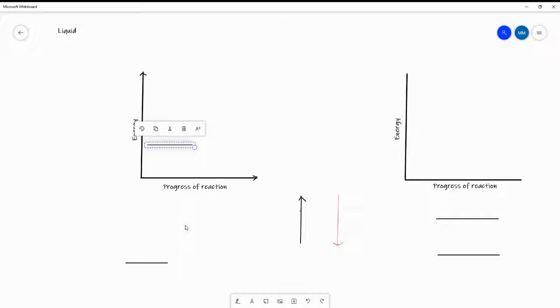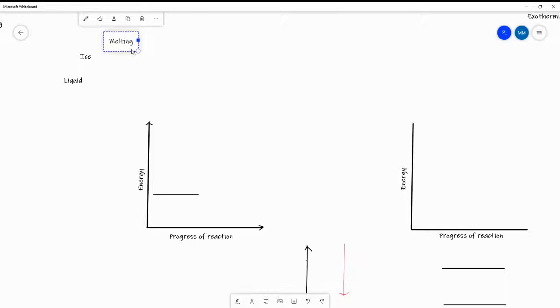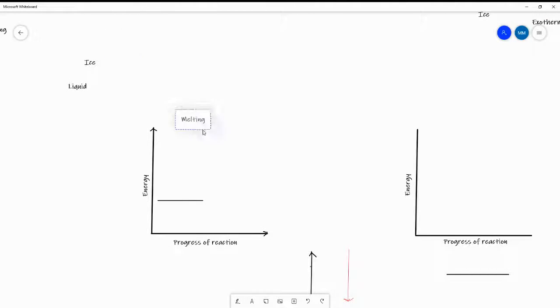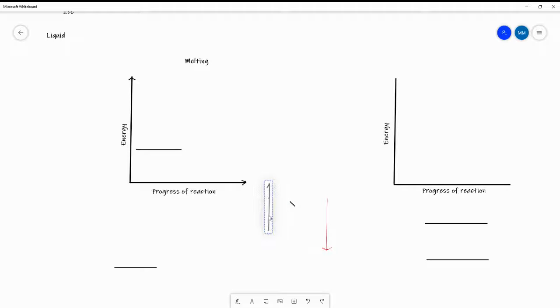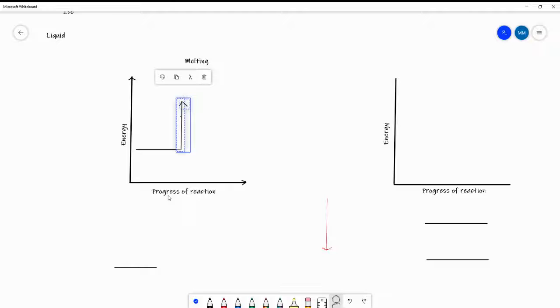Now, this process, with it being an endothermic reaction, we've got ice. Now, we can say this is melting. So we're going to melt the ice. Okay, so if I'm going to melt the ice, we select that as a complete object. It's going to increase, and then from that point it will obviously level out.